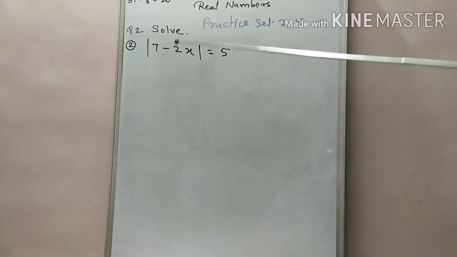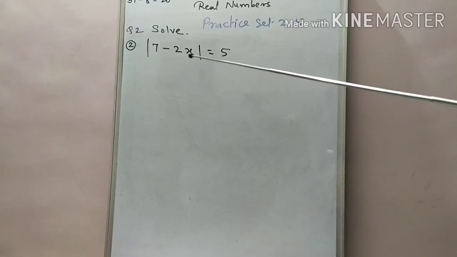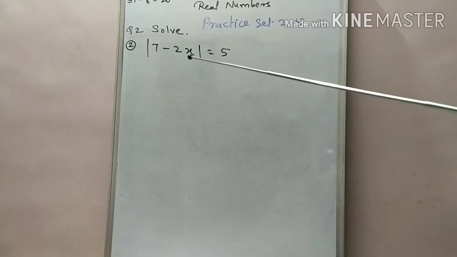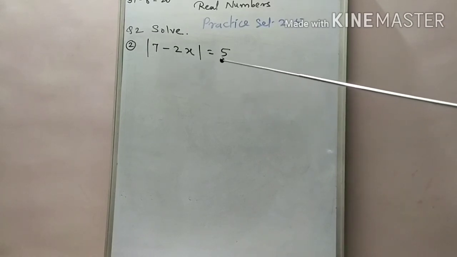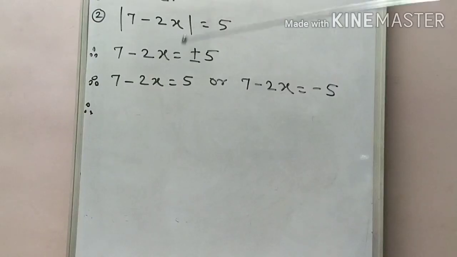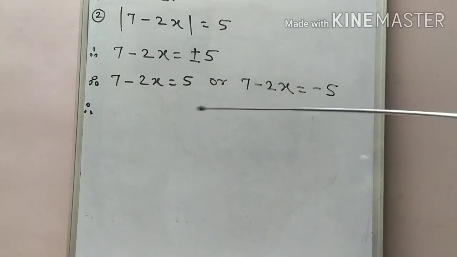Okay, now we try to solve that second one. Again here one equation is 7 minus 2x, and the absolute value of that equation is 5. As we take this equation outside that modulus sign, the value becomes either plus 5 or minus 5. Like this, plus 5 and minus 5, then we separate both equations.